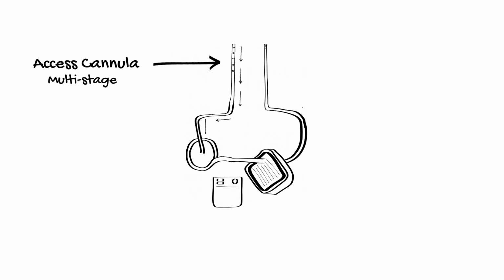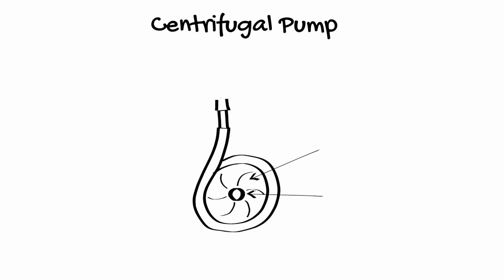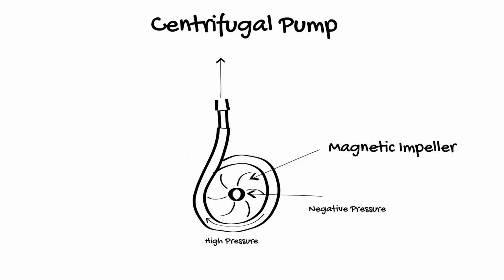Blood is then pulled by negative pressure through the access tubing to the pump. The pump is a centrifugal pump. When the speed is turned up on the console, a spinning magnet spins a disc called an impeller within the pump head. As this disc spins, blood is moved outward by centrifugal force. This results in a high pressure around the outside of the disc and a negative pressure in the middle at the inlet. The high pressure blood around the outside of the pump is collected in the pump outlet.